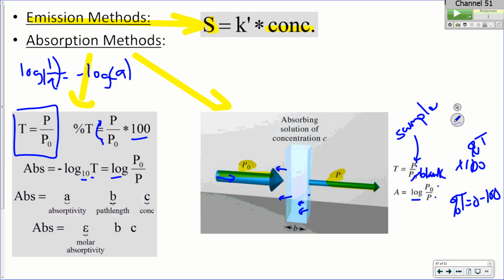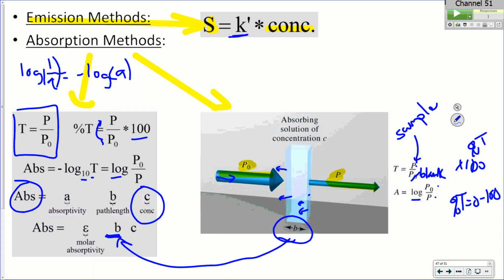We want to do that transition because this is what gives us our linearity in our sample. Absorbance is directly proportional to concentration, and there are two parameters, whereas there's only one parameter with an emission signal. It depends on how much sample we shine the light through. How wide is this thing? What is the path length? That becomes one of the terms that's going to determine our absorbance.